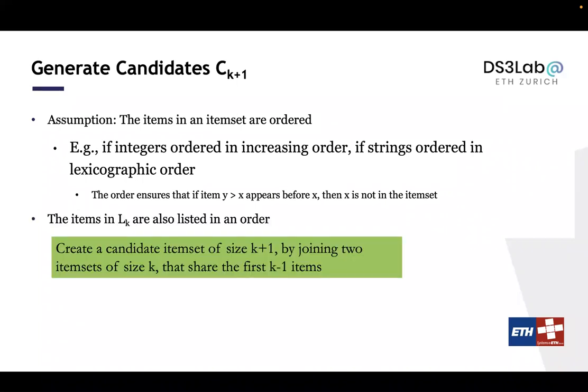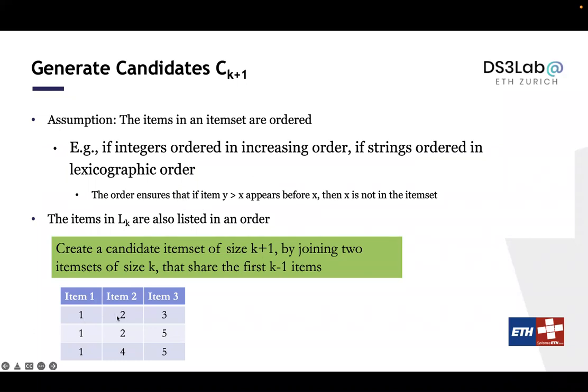So in this case, you can have your L_k, all the frequent item sets, for example all the frequent triples, ordered in this way. You have item one, item two, item three, and you put them in order. The first one has 1, 2, 3. The second one has 1, 2, 5, then 1, 4, 5, something like this. So you order them this way.